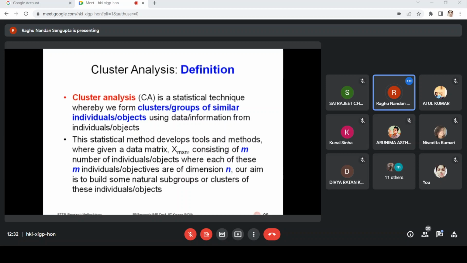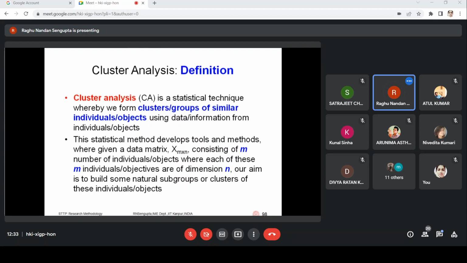This statistical method develops tools and methods. So given a data set which is in a matrix form, M cross N, where M are the individuals and N are the characteristics or dimensions, you want to basically classify them. Objects can be, for example, different cars, and the characteristics are color, speed, mileage, maintenance cost, safety, luggage space, passenger space, and looks. So both qualitative and quantitative, based on that you classify.